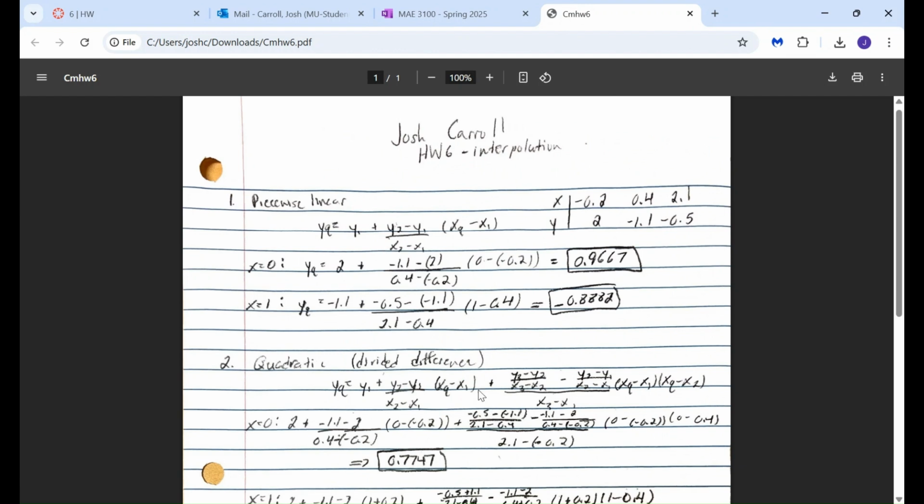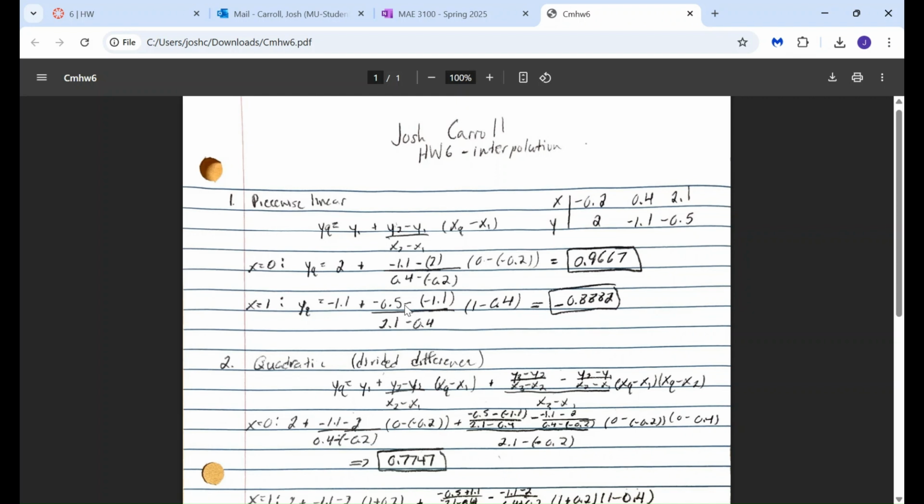So our first question asks us, in the MATLAB statement, to solve this data set using piecewise linear as our first method, and then quadratic, which is also called divided difference, as our second method.